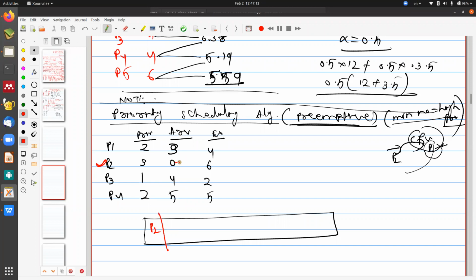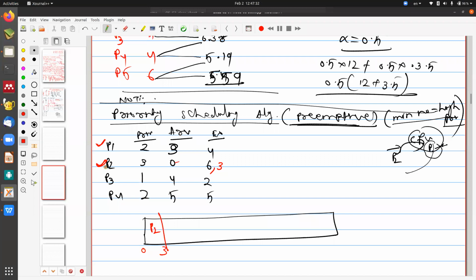Always up to the next process, up to the next arrival. The next one is coming at 3. So up to 3 o'clock at least you can run it. How many units are left? 3 units are left because 3 units have run. Then who has arrived at 3 o'clock? This one.